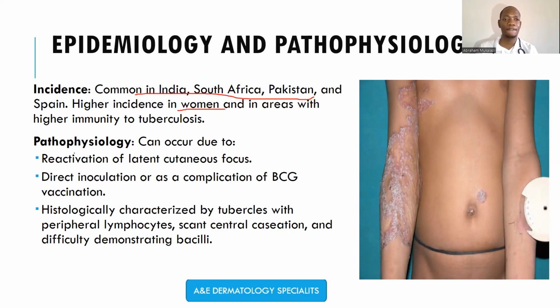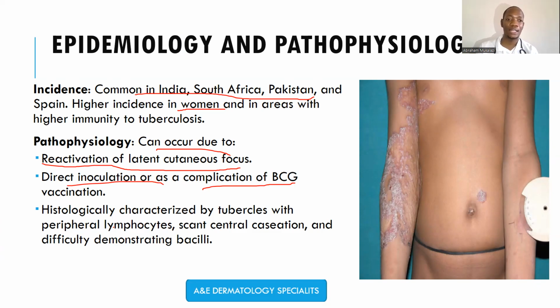And in the pathophysiology, it can occur due to reactivation of a latent cutaneous focus. We've seen TB causing latency. Then after sleeping for some time, when it sees your immunity is going down, it wakes up, then it will give you such a picture. Or it can be due to direct inoculation, and this can also be a complication of the BCG vaccine in an individual who has a prior exposure.